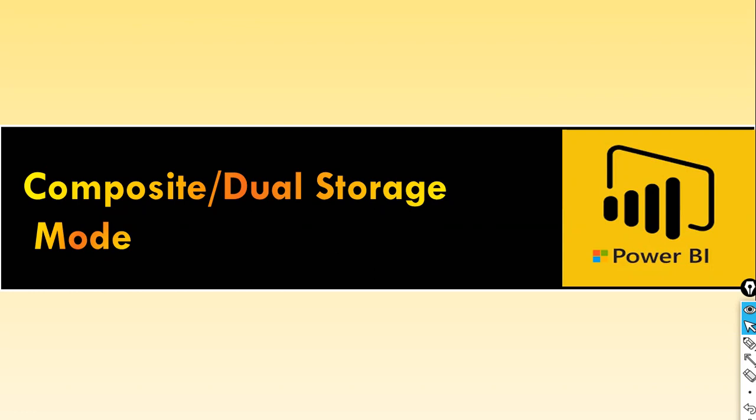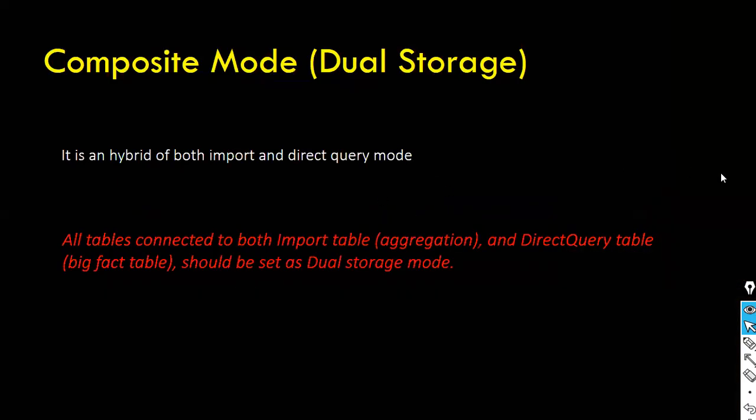I will first explain the concept and then I will show you in Power BI Desktop. All tables connected to both Import as well as DirectQuery mode should be set as dual storage mode. Very simple one. For me it is simple, but for you it is difficult to understand. For example, you just look here. This is my sales fact table.